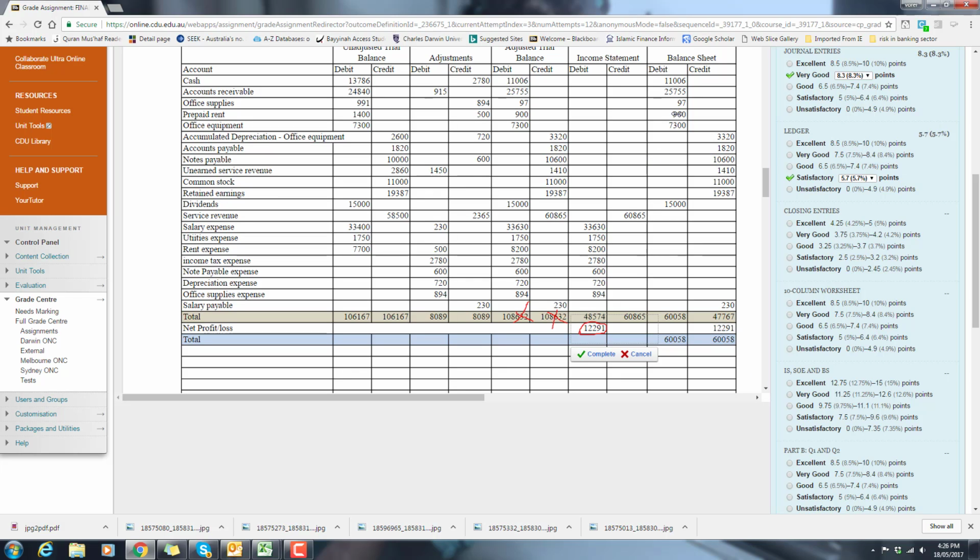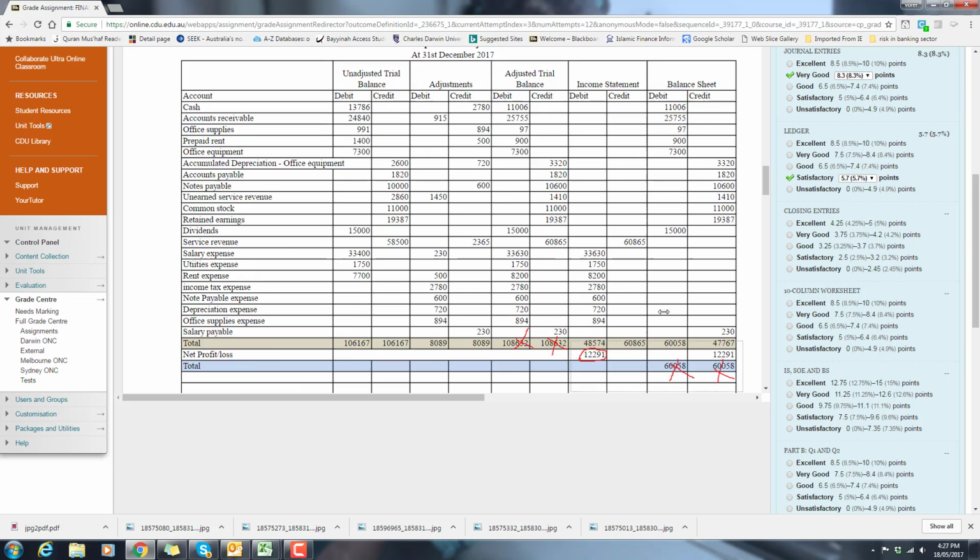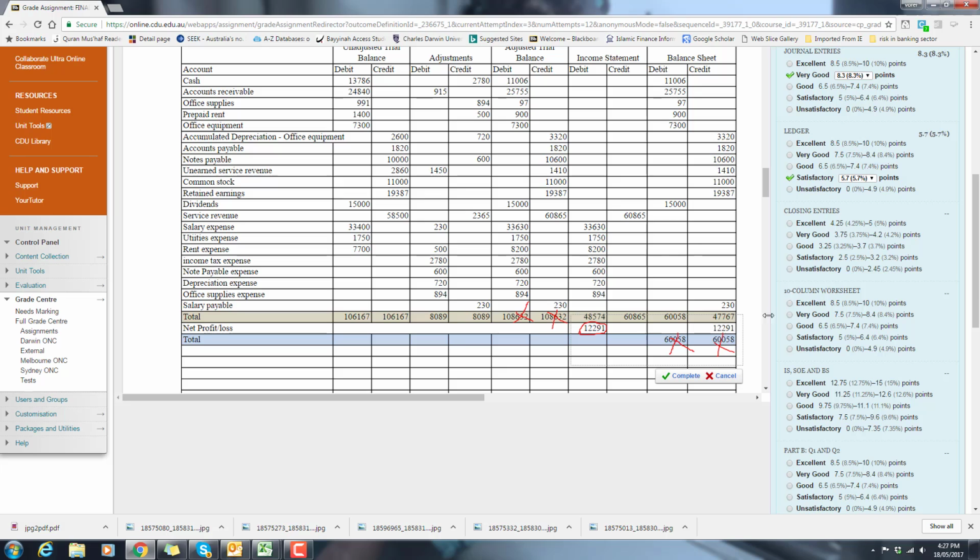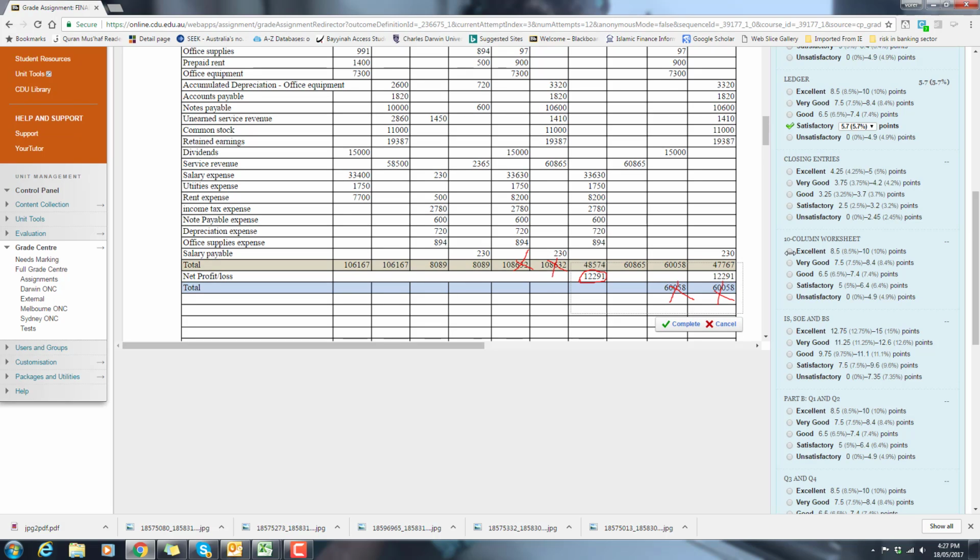Then finally the balance sheet should be 62,838, but the student has 60,058. So both are mistakes. Here is a mistake, but a good attempt. They have tried all the things, so it's fairly okay. Out of the 10 column worksheet is 10%, so I'm happy to give 8 marks with this.